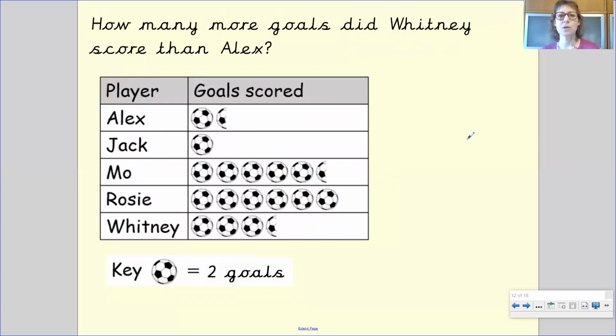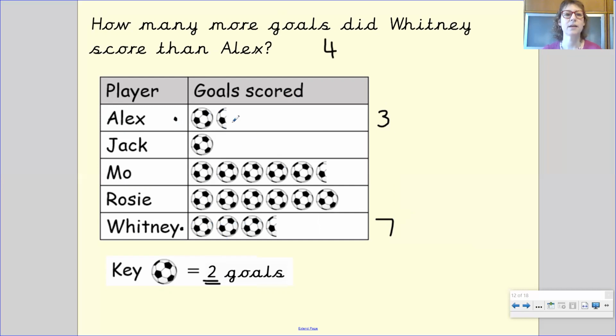How many more goals did Whitney score than Alex? So we have Whitney and we have Alex. Now we need to count them. So we're checking the key and we're counting in twos. So we have 2, 4, 6, and one more is 7. And here we have 2, one more is 3. So 7 take away 3 is going to leave us with 4.